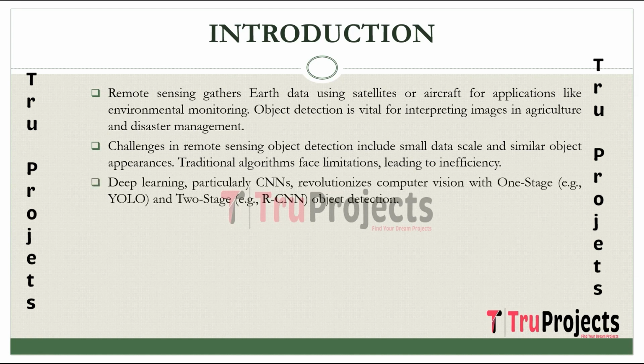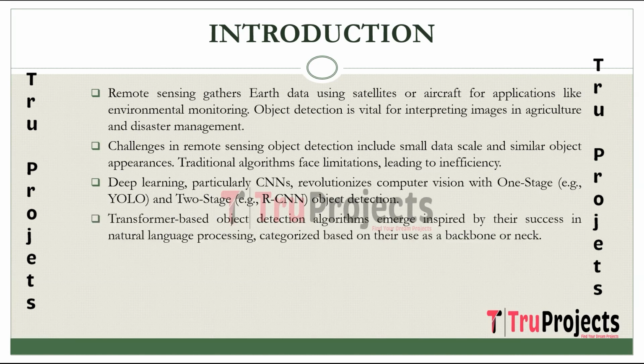The rapid development of deep learning, particularly convolutional neural networks, has significantly impacted computer vision tasks. Deep learning based object detection algorithms fall into two categories: one stage, which is YOLO and SSD, and two stage, which is RCNN and Faster RCNN, each with its unique approach to generating object predictions. Inspired by the success of transformers in natural language processing, transformer based object detection algorithms have emerged, categorized into those using transformers as a backbone or as the neck.